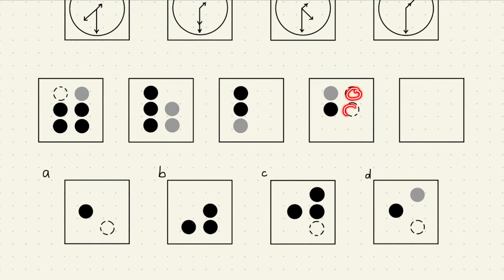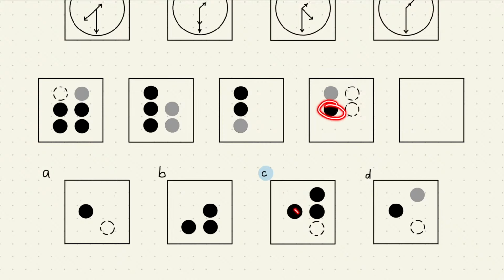So these dotted circles should appear as two full circles. We've got two full circles right here. C is looking pretty good. C is looking like the only option that has that. Let's just check a little bit further in case, this grey circle should disappear.